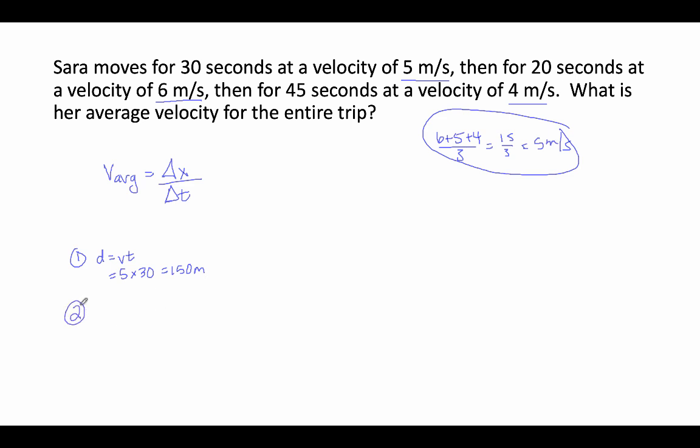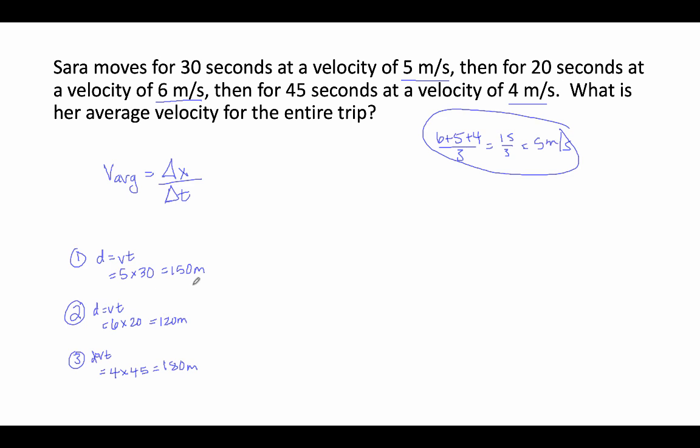During part 2, we have 20 seconds for 6 meters per second. 6 times 20 is 120 meters. And part 3, we're going to do velocity times time. And our velocity was 4 meters per second times 45 seconds, which is 180 meters.